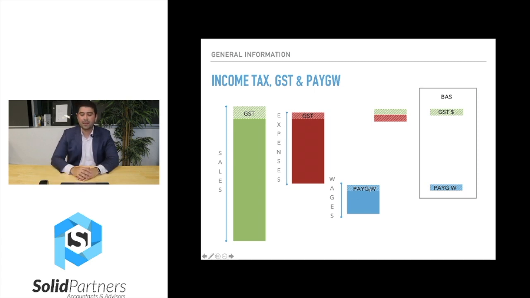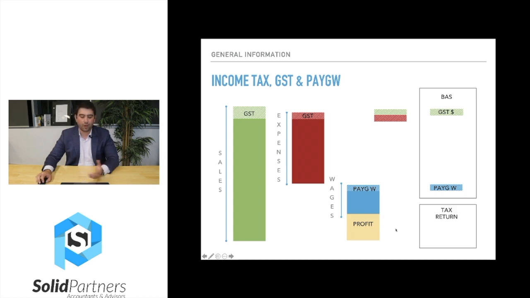And you can see here that your BAS is a combination of your GST liability and the tax that you withhold for your employees. Now, profit is essentially the solid bar for sales less the solid bar on expenses and the entirety of wages, including the tax, and that leaves what's called profit. So you're not paying income tax on the GST, you're only paying income tax on the GST exclusive profit.